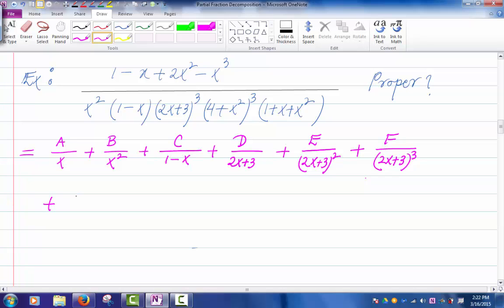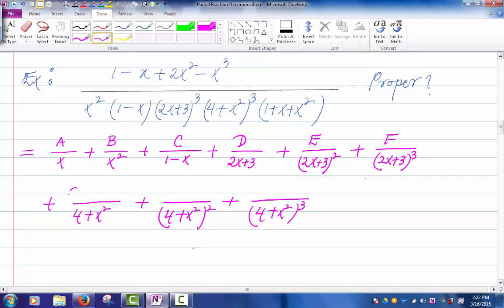So now, what's the contribution of 4 plus x squared to the 3? I'm going to get 3 of them, right? There are 3 fractions which will be contributed by that. One of them will have denominator 4 plus x squared. The second one will have 4 plus x squared squared. The third one would be 4 plus x squared to the 3. And what's going to go on the numerators?